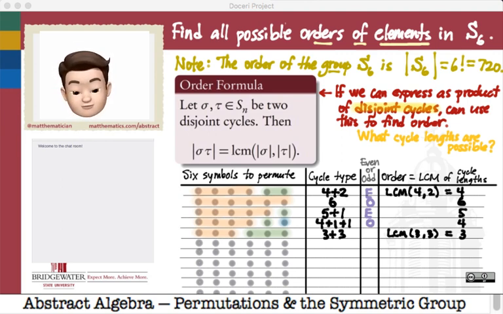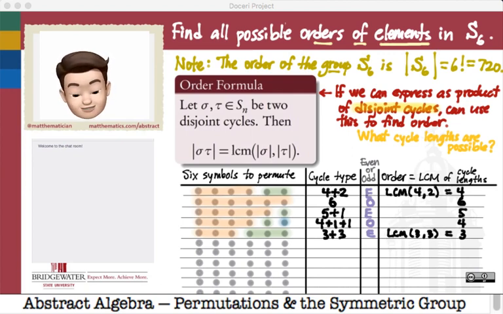What would be the parity, is it even or odd, of a permutation that's a product of 2 3 cycles? Well, this 3 cycle would be a product of 2 transpositions. This one would be a product of 2 transpositions also. So sure enough, when I compose them together, I'd get 2 plus 2 transpositions. That'd be 4, making this an even permutation. So that's what happens with the 3 plus 3 cycles.